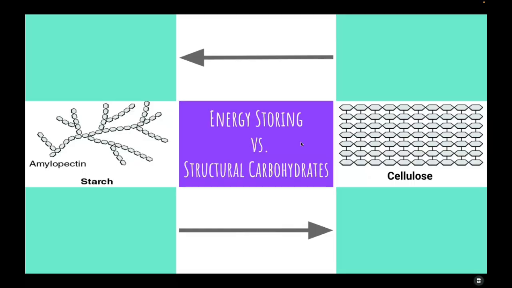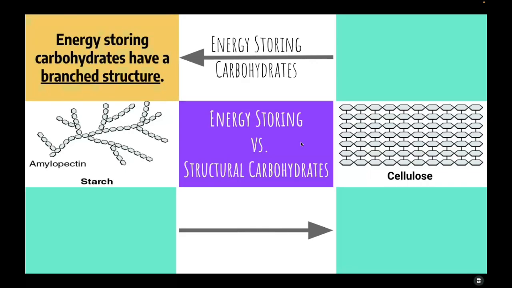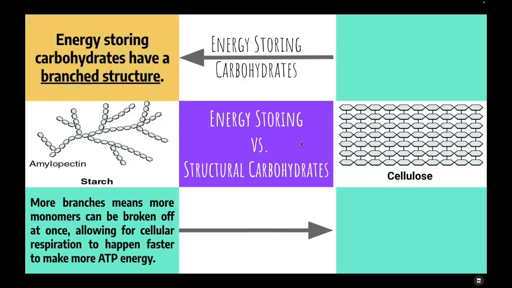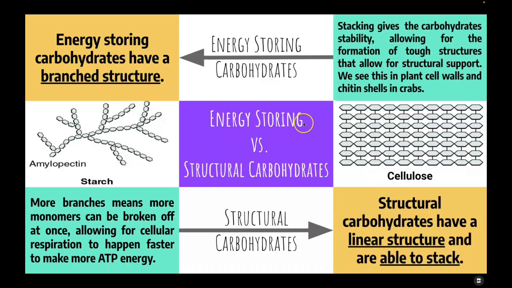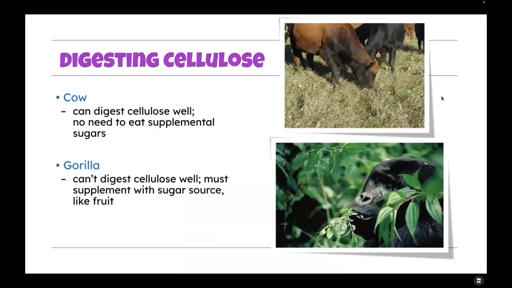All right, so essentially, energy storage in carbohydrates, that's due to branch structures. So more branches means more monomers can be broken off at once, allowing for cellular respiration to happen faster to make more ATP energy. All right. And so then we have structural carbohydrates that we mentioned, and these are due to the linear structure. So they have the ability to stack. And so here you can see them stacking. And so this gives the carbohydrates the ability to provide tough structural support. And so, like for example, in plant cell walls and in chitin shells and crabs.